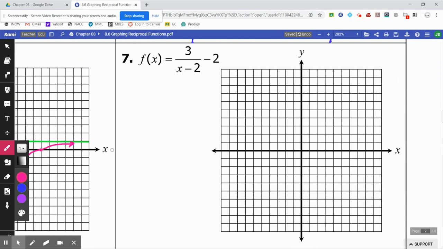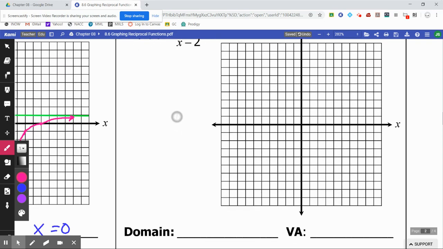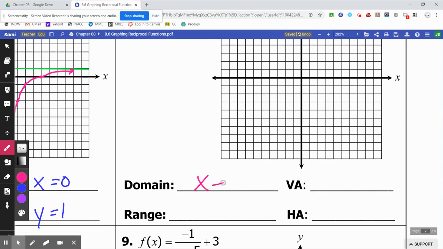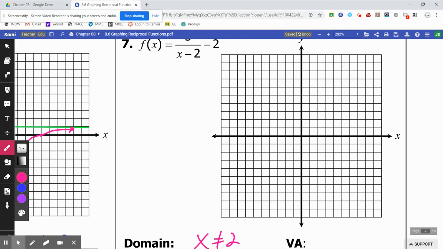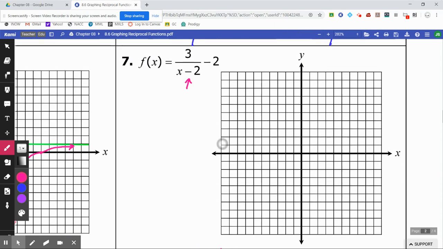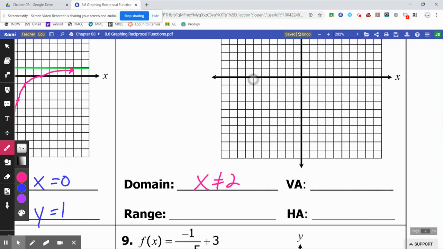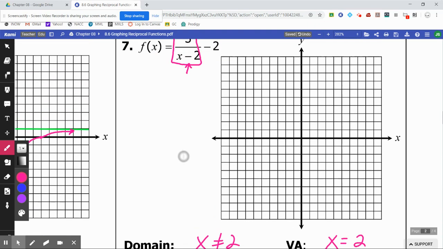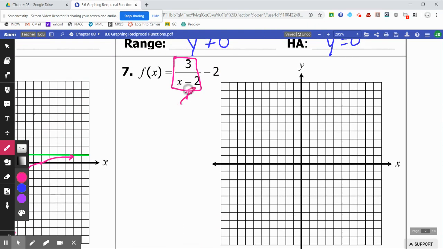Okay, number 7. And on this one, we will identify our asymptote lines. Our domain restriction is going to be x can't be 2 because of the division by 0 here. And since this fraction will never be 0, the whole function will never be negative 2. So therefore, you have a vertical asymptote at 2, and you will have a horizontal asymptote at negative 2. Let's go ahead and graph those two asymptote lines.